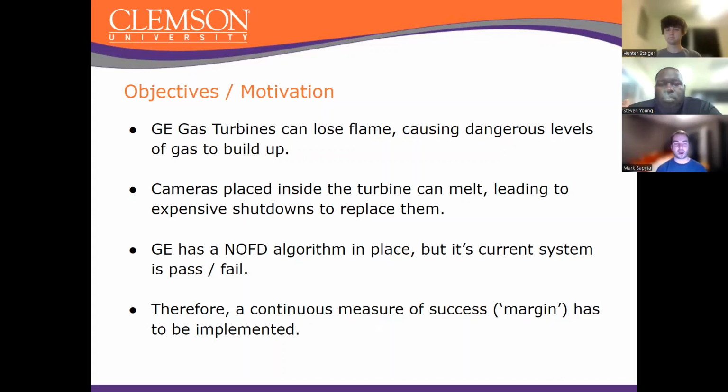What we're helping with is their algorithm to detect flame state without having to have a sensor inside of the turbine itself. It's currently a pass or fail, and in this project we worked to define a continuous margin.